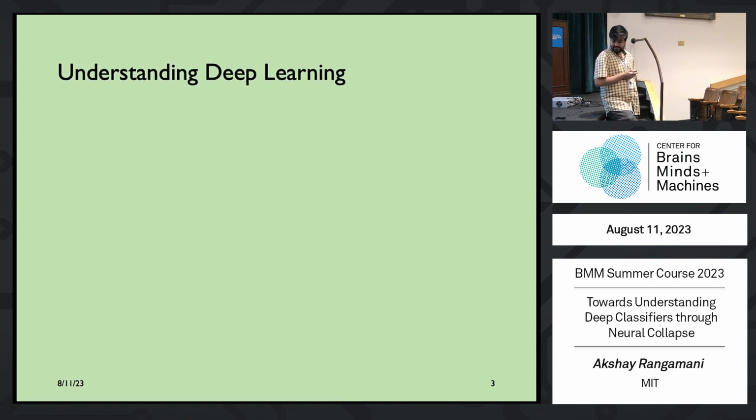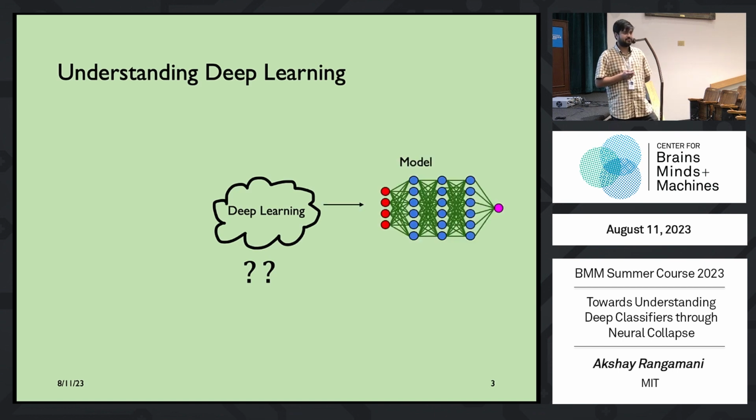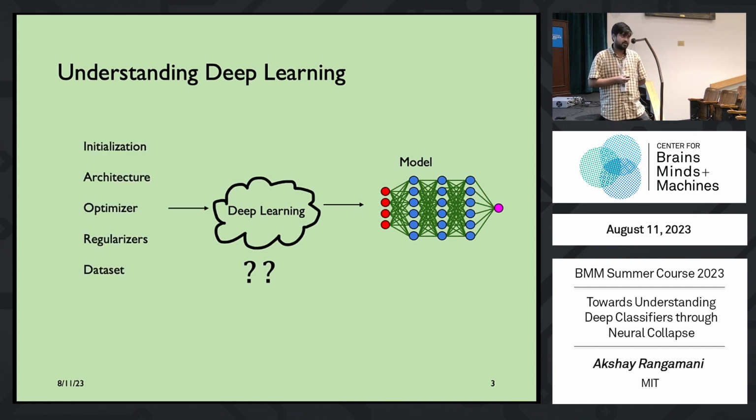And what I mean by understanding deep learning is basically we want to think of it as an input-output system, where when we do deep learning, the end result is a model. But we make all sorts of choices about initialization, the type of architecture that we have, optimizers, regularizers, the data set, that's a whole other thing as well. So how do the choices that we make affect the model that we get? That's what I mean by trying to understand deep learning.